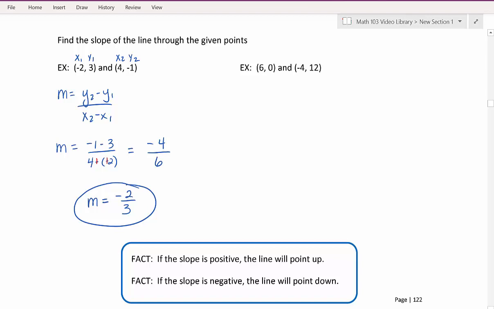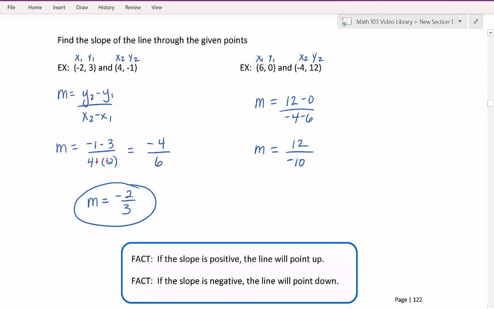Let's find the slope of the line that passes through the points 6, 0 and -4, 12. Again, I'm going to label my coordinates and plug it into the slope formula. M equals 12 minus 0 over -4 minus 6. This gives us 12 over -10.